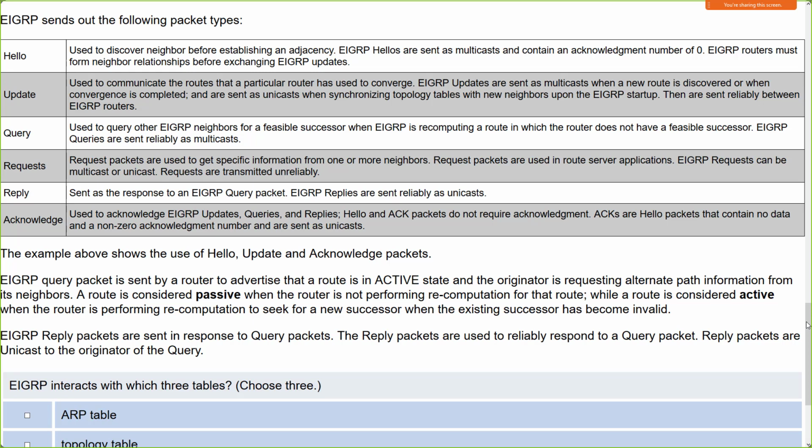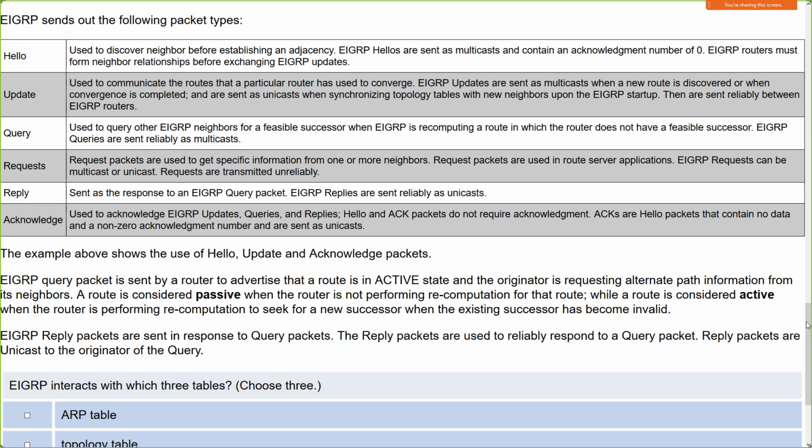But no, 60 and... I can't remember what the slow speed link one is. I know it's 4 times whatever the hello timer is, but we'll see that later on. Updates are used to convey routing information. Queries are used to request routing information, but only in the event that we lose our successor and there is no feasible successor. Queries are not sent if we have a feasible successor and we can immediately start using the feasible successor.